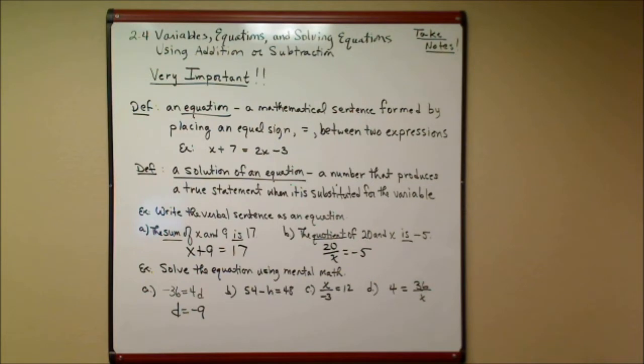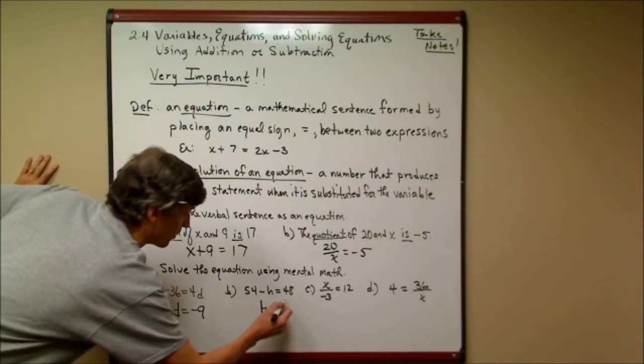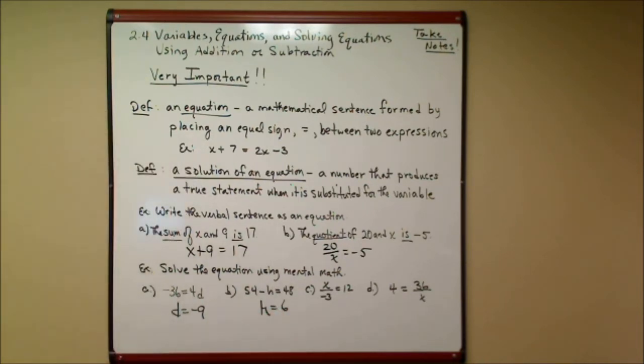Now the next one, my unknown is h. I have 54 minus h is 48. So the riddle here is saying 54 minus what number is 48? Well, again, we can think about this. This isn't going to be too difficult. h would have to be a 6 because 54 minus 6 is equal to 48. So h is equal to 6. Again, I write h equals 6. I don't just write down 6. I write h equals 6.